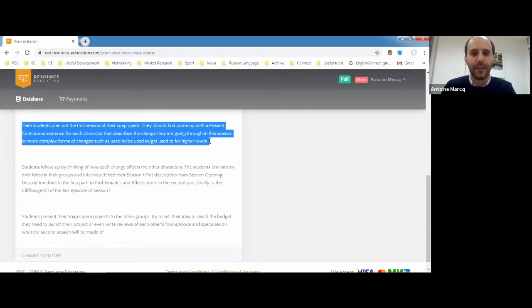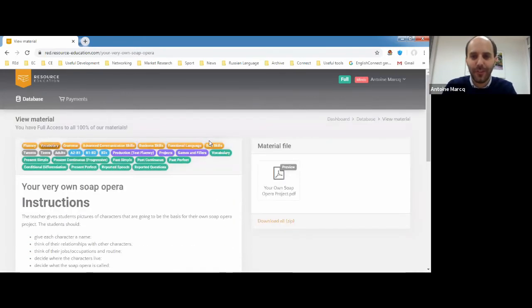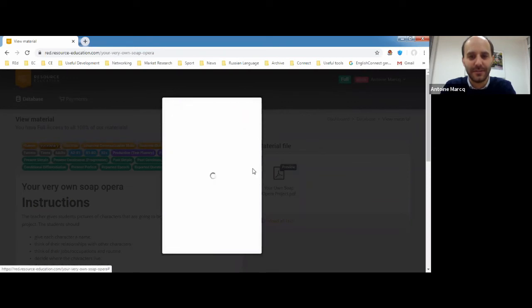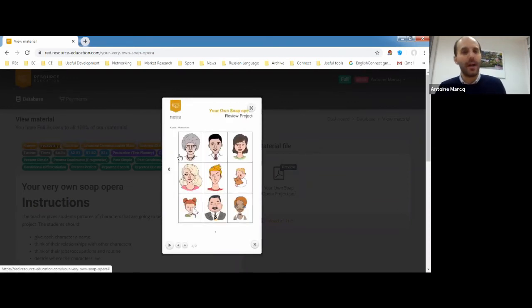So here, coming back to the characters, for each card, students are going to come up with a present continuous to describe what change that character is going through in this season. All characters, a good soap opera, you need some change for everyone. So for example, she's having her house redecorated. He's looking for a new job.